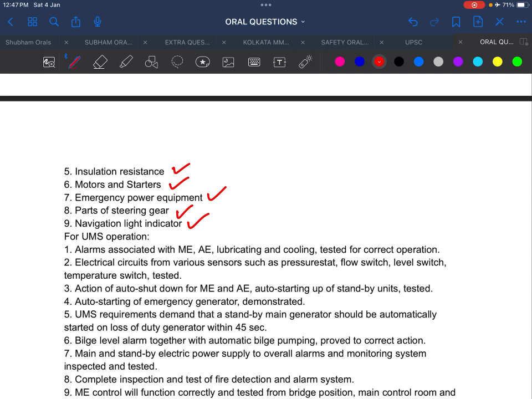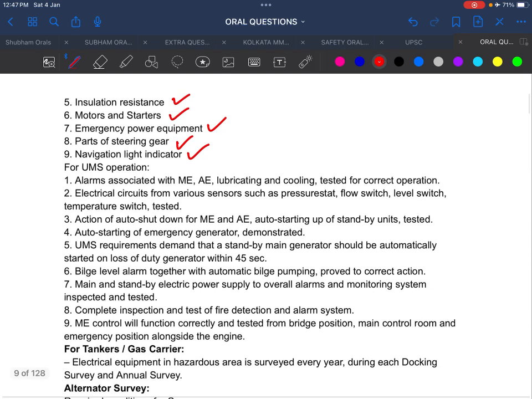We cannot put any other thing in the navigation lighting indicator for the survey. So if your vessel is UMS, they can further check more and more things, like the alarms associated with the main engine, all the alarms which are associated with the main engine, auxiliary engine.